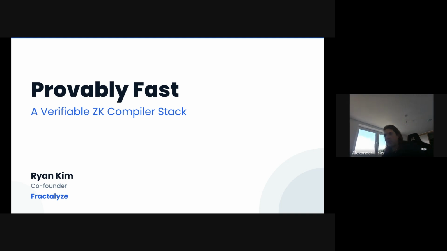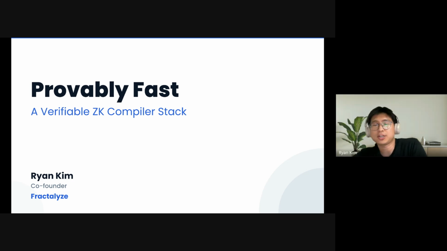So today we're continuing the compiler-related talks. This one is a bit more on the performance focus. Fractalyze is a compiler team based in Korea who've been doing a lot of work on making a fast ZK compiler stack using MLIR, heavily inspired by the approaches we see in AI. And Ryan will tell us all about it. Off to you, Ryan. Okay, thank you for the introduction and thank you for having me on the stage.